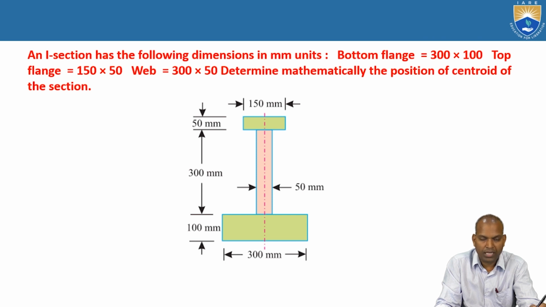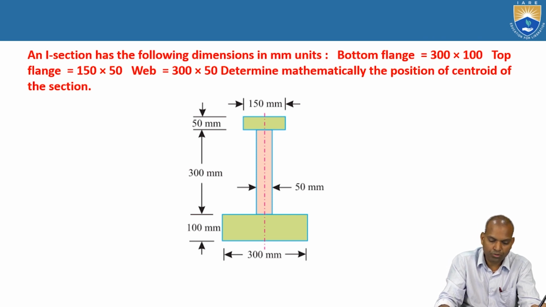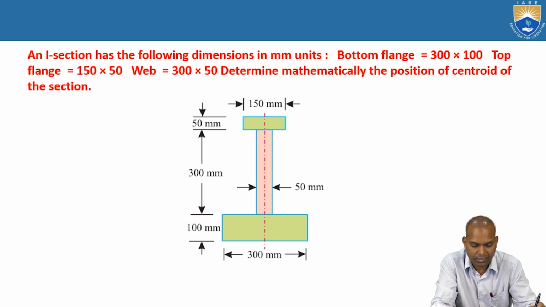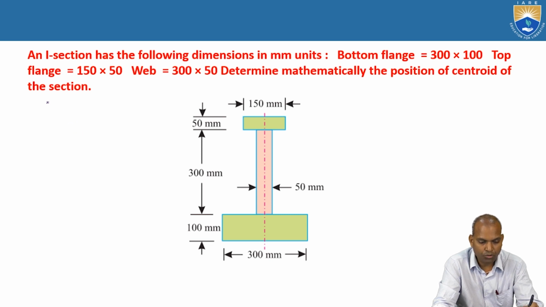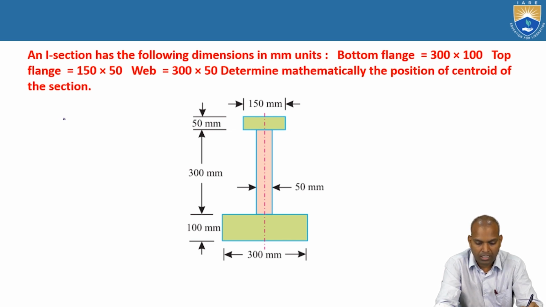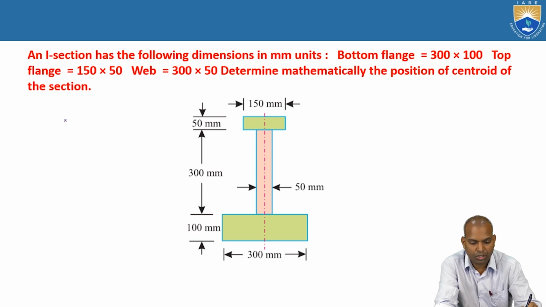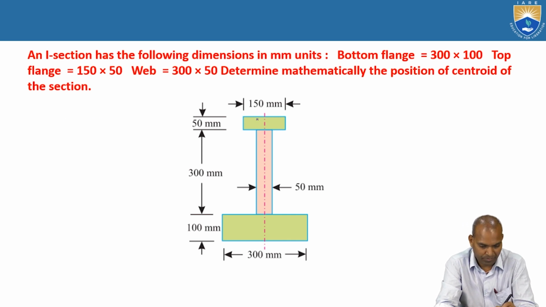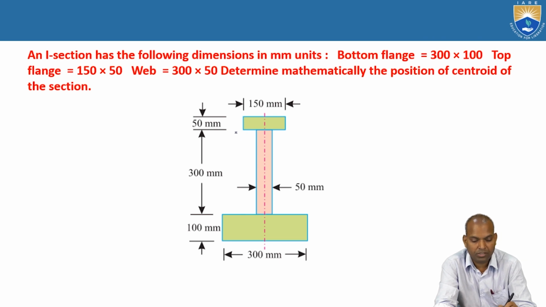Now, coming to an I section, how to solve the composite of different rectangles? So, it is an I section. How to solve this I section? It is an I section having dimensions in millimeters. The bottom flange dimensions are 300 by 100 millimeters, the top flange is 150 by 50 millimeters, and the web is 300 by 50 millimeters. We have to find the location of the centroid.